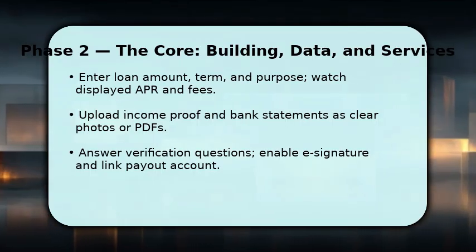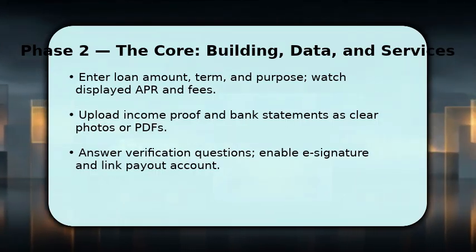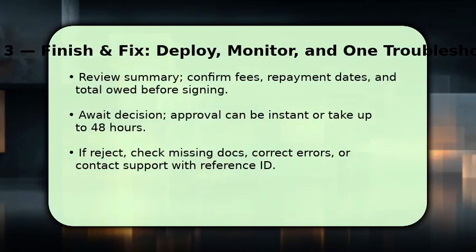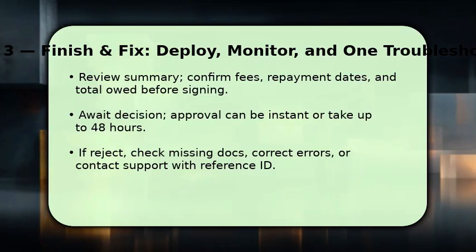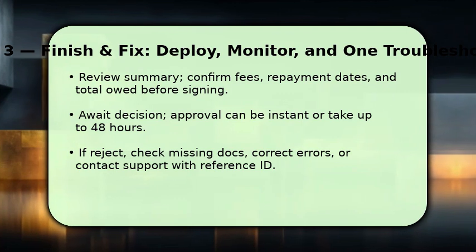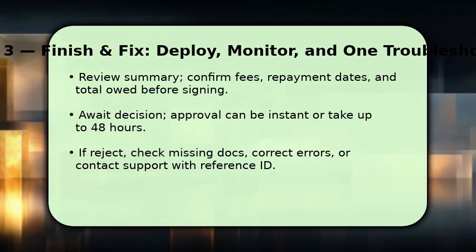Once you submit, Skyro runs checks that determine final offers. You review the loan summary and confirm fees, payment schedule, and the total amount. Do not sign without this. After e-signing, Skyro processes the application. Funds disperse to your linked account on approval, usually within 24 to 48 hours.